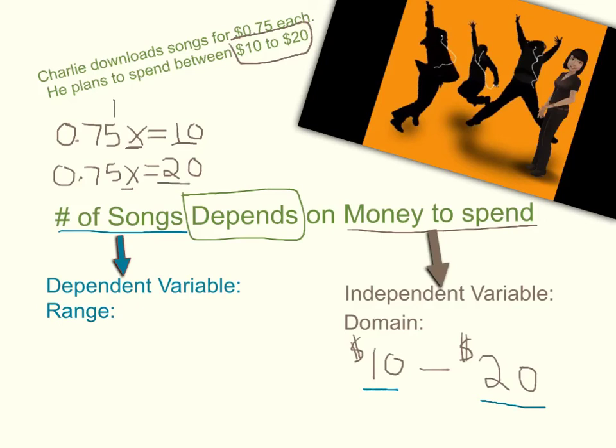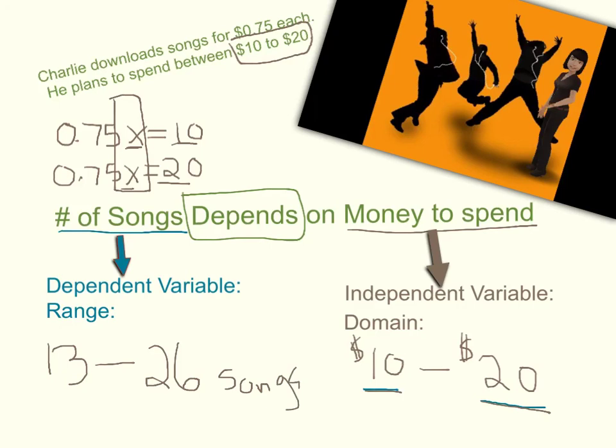To solve for how many songs that Charlie can buy, we're going to divide. 10 divided by 0.75 is 13.3 repeating, but we can't buy part of a song, so we can round that down to 13 songs. And then if we do 20 divided by 0.75, we get 26.6 repeating. But we're going to round that down as well, so down to 26. So if he's going to spend between $10 and $20, he will buy between 13 and 26 songs.